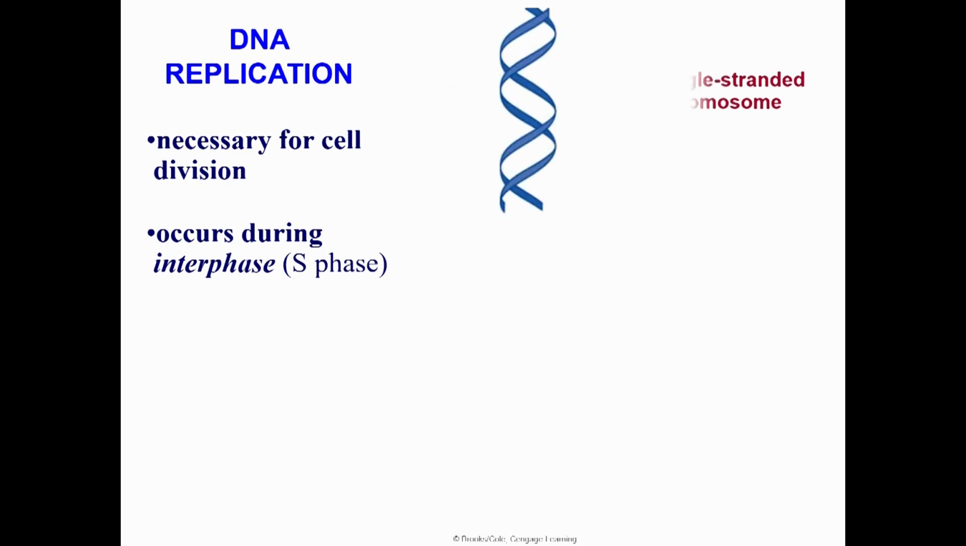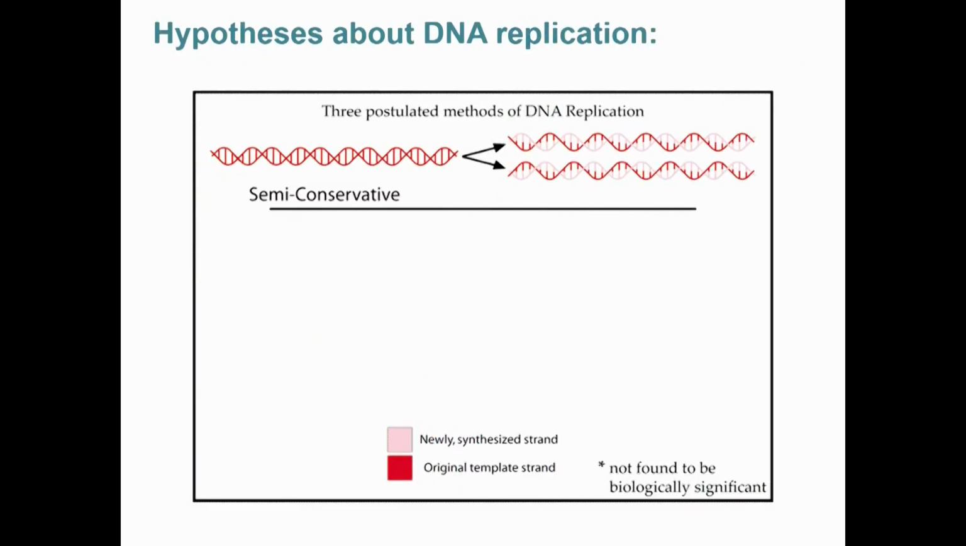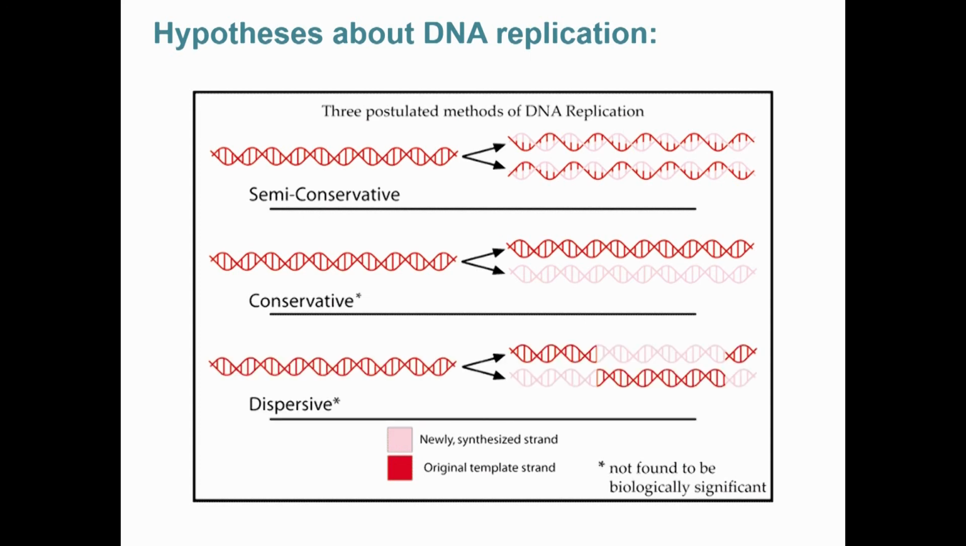There are 3 hypotheses about how DNA replication could occur. The first of these is called the semi-conservative model. In this model, the strands of DNA separate and each one is used as a template to synthesize the new strand. In the conservative model, the entire original DNA stays together but is used to create an entirely new molecule of DNA. And in the dispersive model, different parts of the DNA are used to synthesize other parts, creating no original parent copies of DNA.